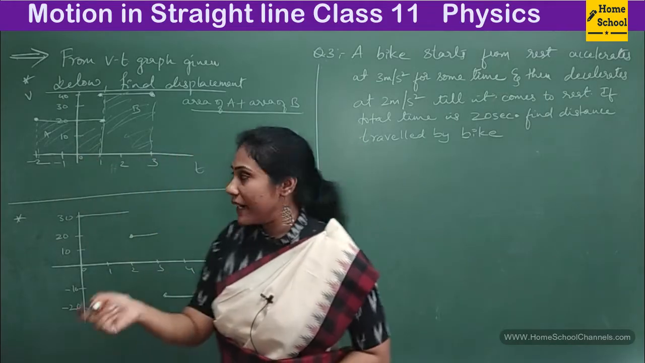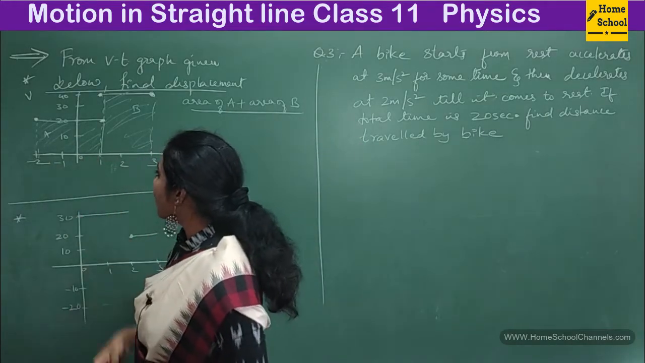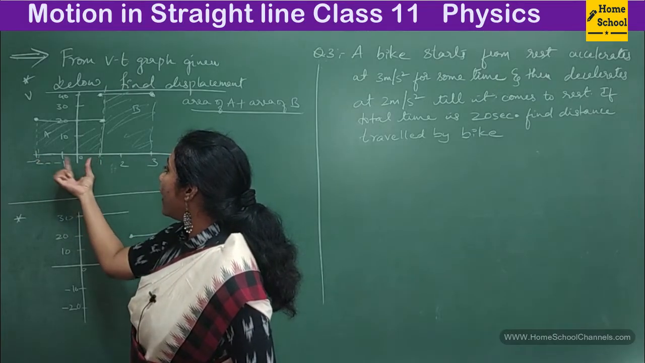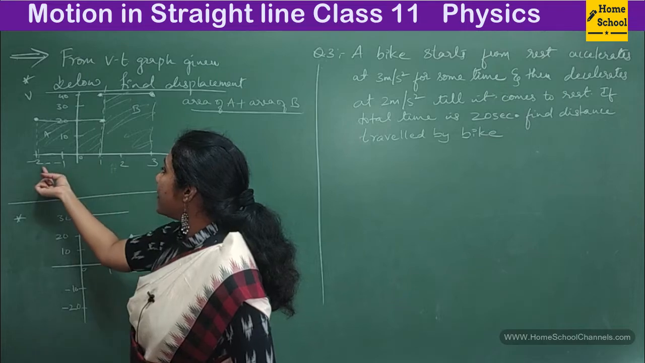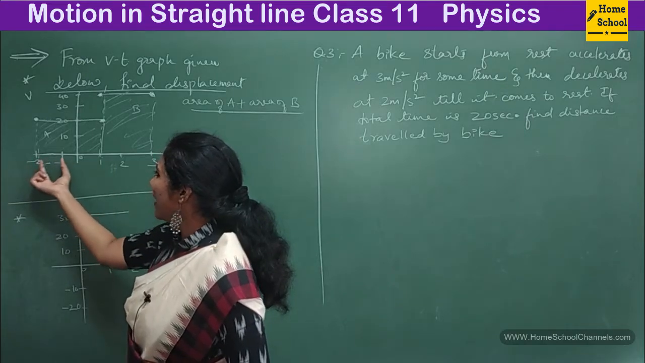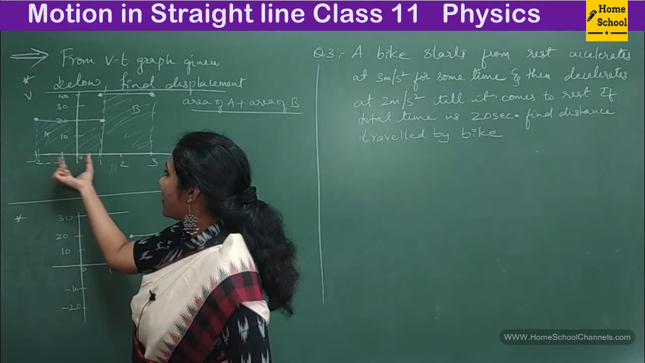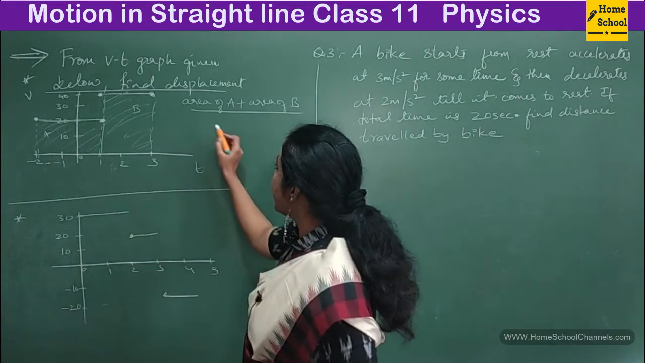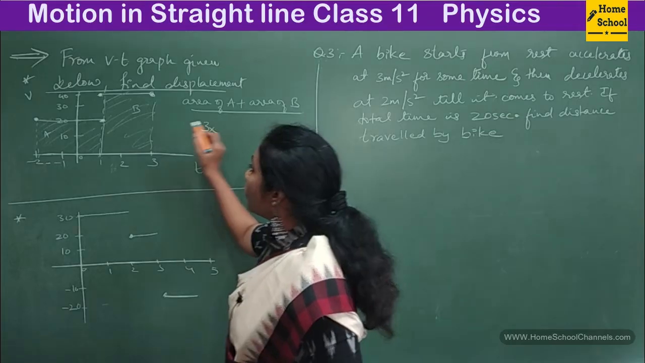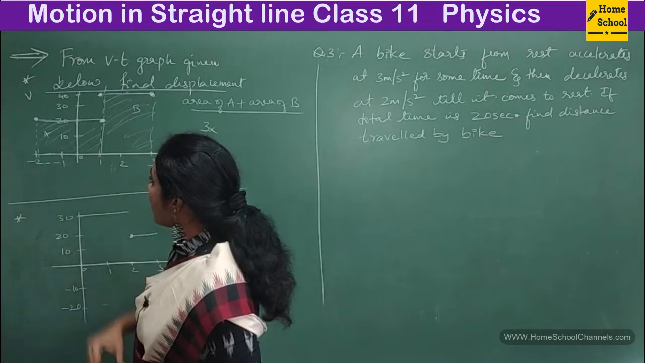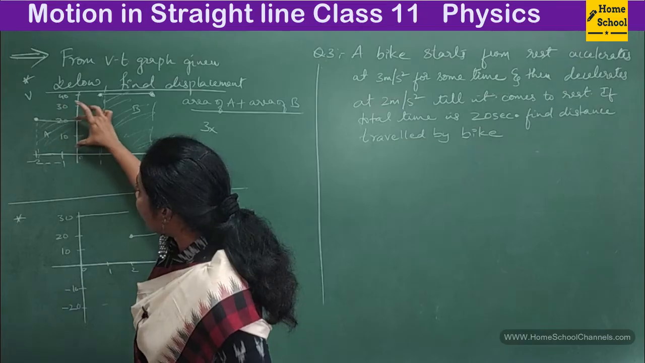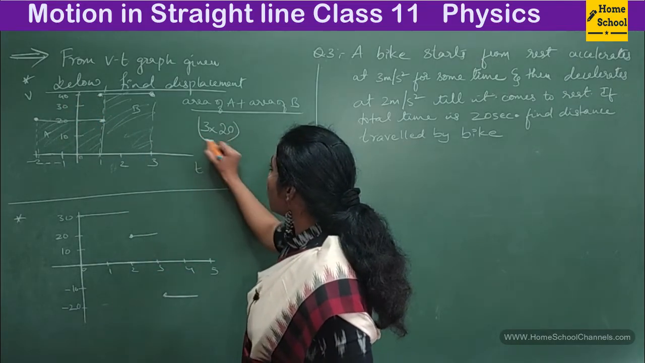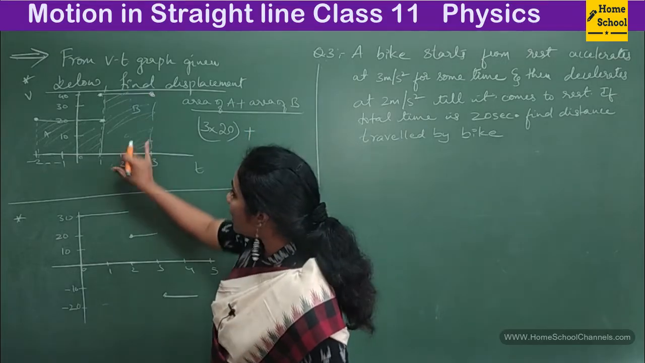So what is the area of rectangle A? Length into breadth. What is the length here? This much is your length, right? It is 1 minus 2, I mean you can understand this is 1, this is 2, this is 3. So 3 units is the difference. So the length is 3, into breadth. The breadth is 0 to 20, right? So 3 into 20, plus the area of rectangle B.